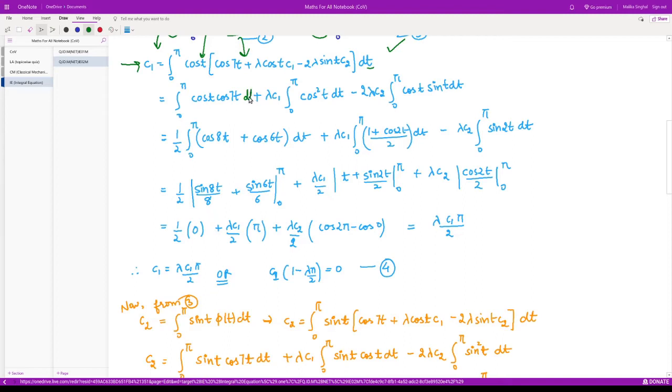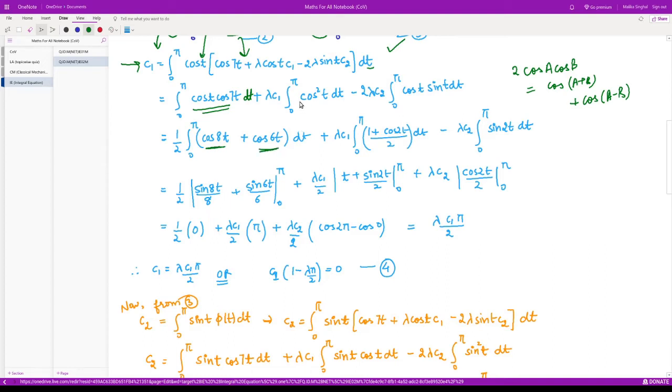Here we have dt. How to solve this equation? Basically, you multiply and divide by half, so you will have this formula, 2 cos A cos B. What is the formula for that? It is equal to cos(A+B) plus cos(A-B). So we have just used this formula, and we have cos 8t and cos 6t over here.